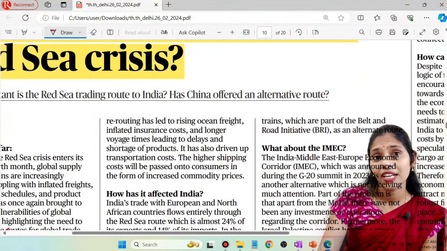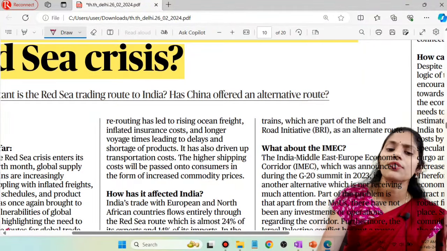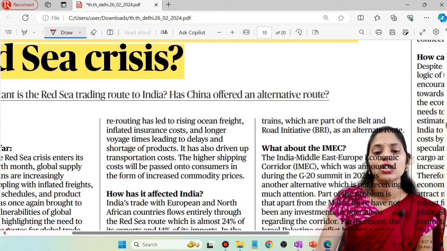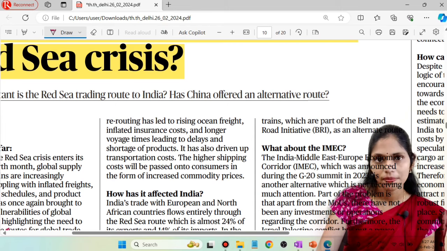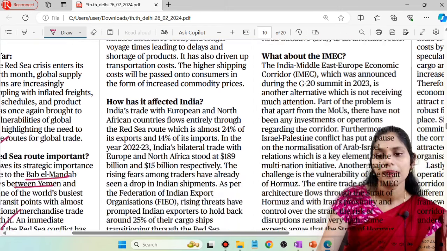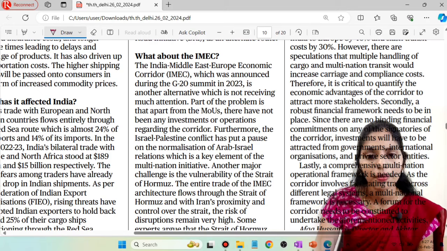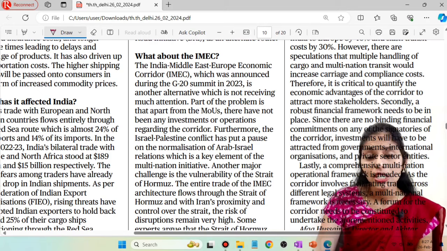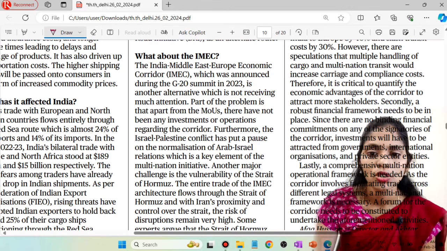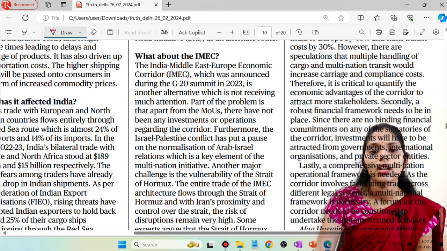Because of this, freight cost is increasing, transportation cost is increasing, and there are delays in the voyage. So all these are some challenges that we are seeing. So what is this IMEC? That is the India, Middle East, Europe Economic Corridor, and it was announced during the G20 summit of 2023. It is another alternative which is not receiving much attention.